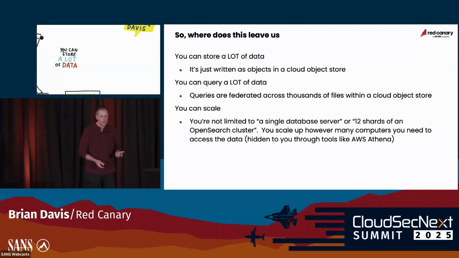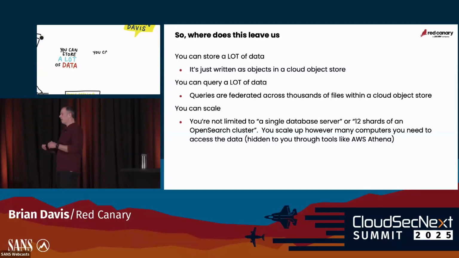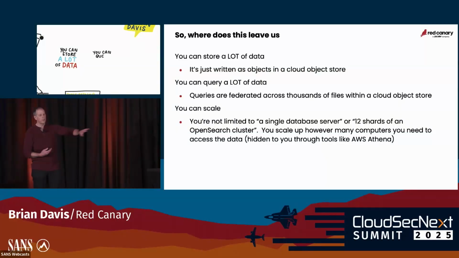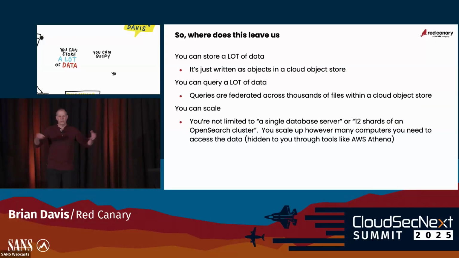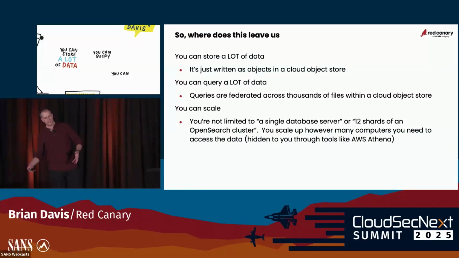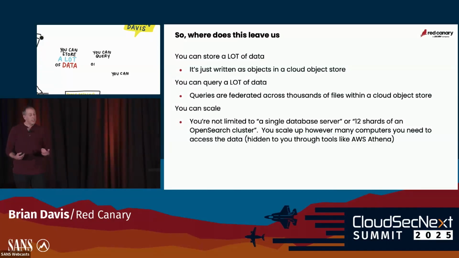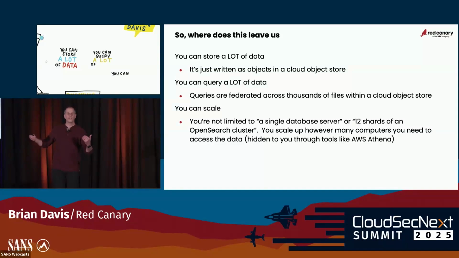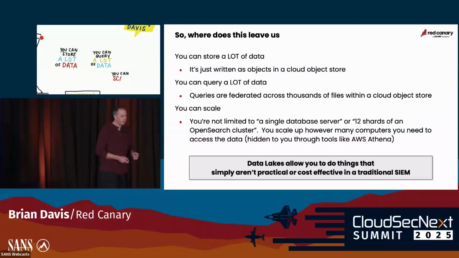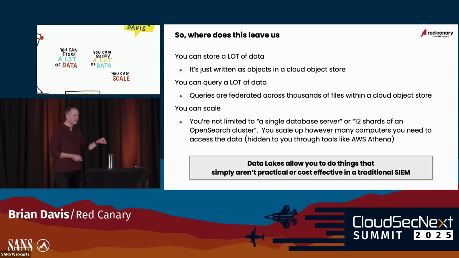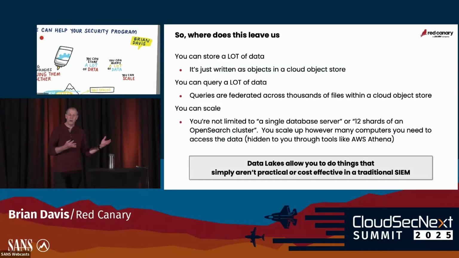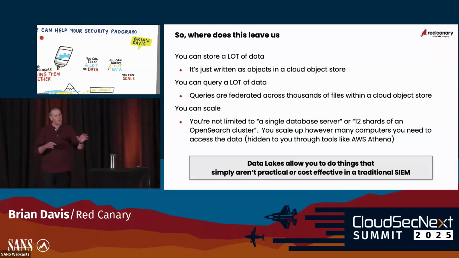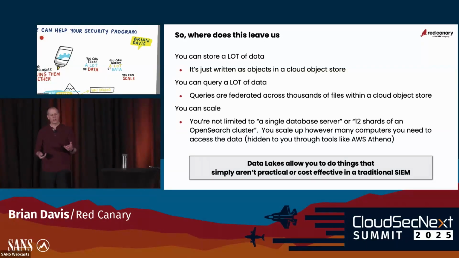And the thing is, this can scale because you're not limited to a single database server, or in my case, 12 shards of an OpenSearch cluster that are really, really hard to grow and shrink because there are disks attached to them. There's all this scaling going on, but it's hidden from you. It's obfuscated from you. When you're writing stuff to S3, there's scaling that S3 is doing behind the scenes. We don't see it, we don't know, we don't care, it just works. Same thing with AWS Athena. So the point I'm trying to get across here is that these data lakes allow you to do things that those traditional SIEM architectures don't. And again, it's not going to replace the SIEM architecture, but it really serves as a good augmentation.